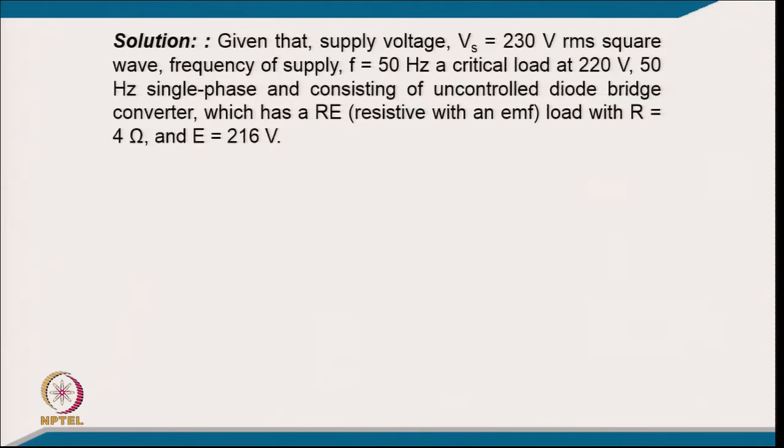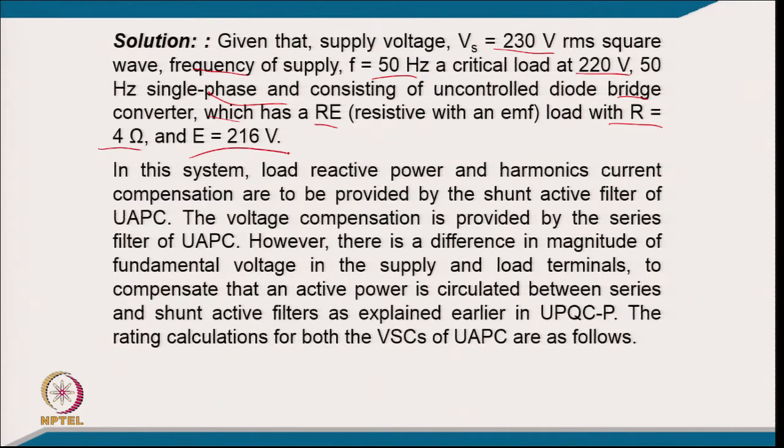Given that the supply voltage Vs is 230 volt RMS square wave at a frequency of 50 hertz, and a critical load of 220 volt, 50 hertz, single phase, consisting of an uncontrolled diode bridge converter with a resistance and back EMF load, with R equal to 4 ohm and E equal to 216 volt. In this system, the load reactive power and harmonic current compensation are to be provided by the shunt active power filter of the universal active power conditioner, and the voltage compensation is provided by the series filter of the universal active power conditioner.